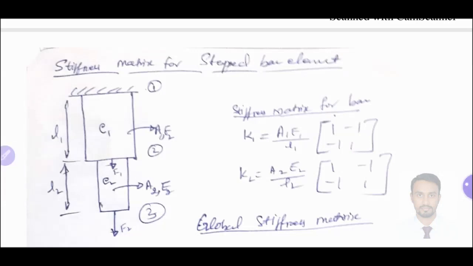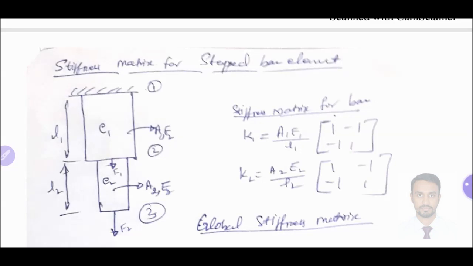Hi, in this video, module number 2, bit number 4, stiffness matrix for a stepped bar element. In other words, we'll say assembly of matrix or deriving the global stiffness matrix for a bar element. So how to get that assembly of matrix, or adding of the matrix, or global stiffness matrix?